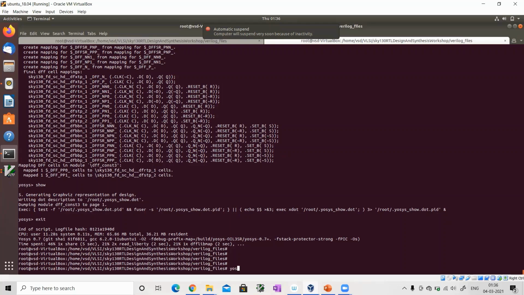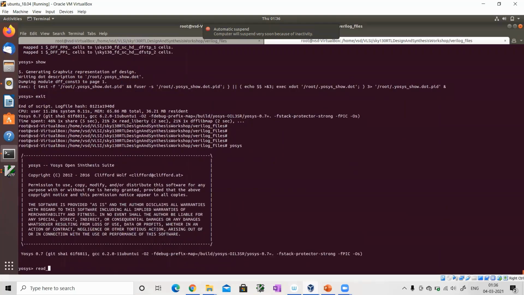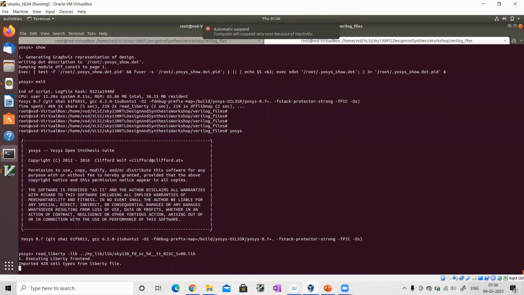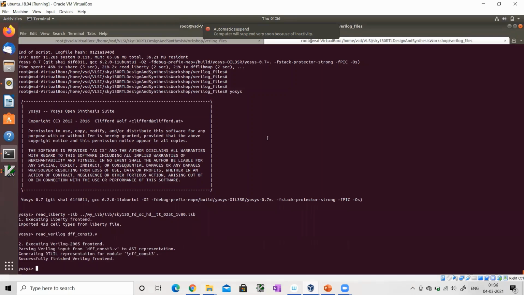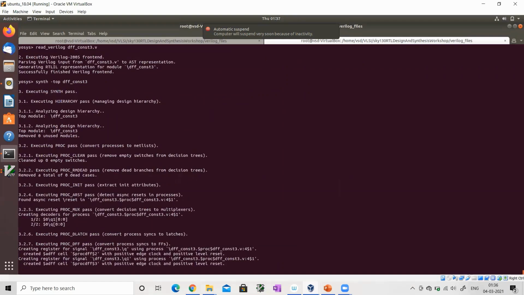So let me load Yosys. read_liberty -lib ./mylib/sky130.lib, then read_verilog dff_const3.v, then synth -top dff_const3.